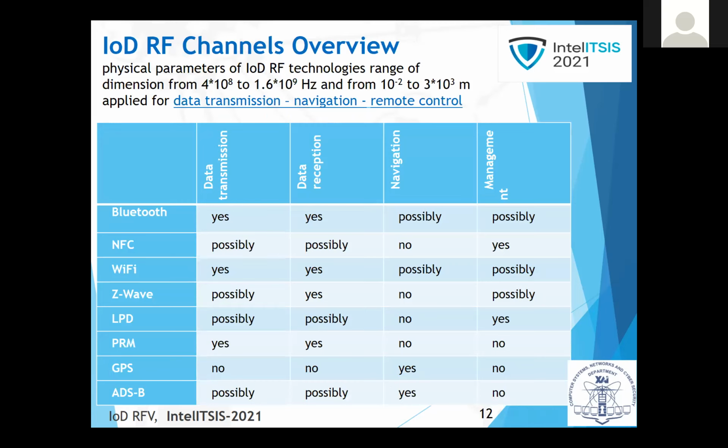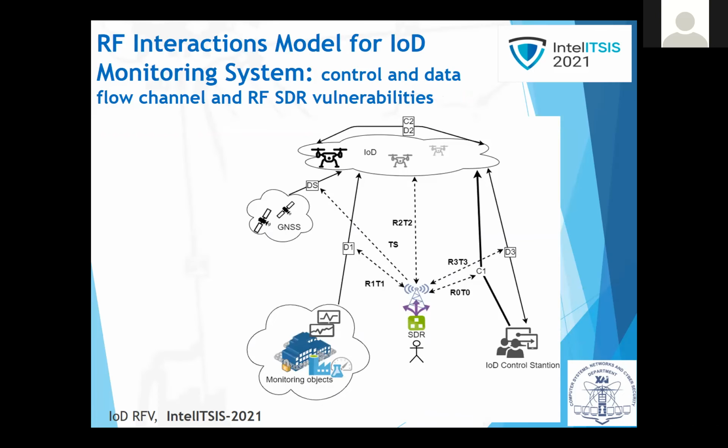The possibility of using wireless technologies in IoT systems is considered in this table. You can see the most popular wireless technologies such as Bluetooth, NFC, Wi-Fi, GPS, and so on, and the possibilities of using these technologies in the Internet of Drones. In this scheme, we show the conception of the system for a model of interaction of drones or drone swarms with monitoring objects and control stations.